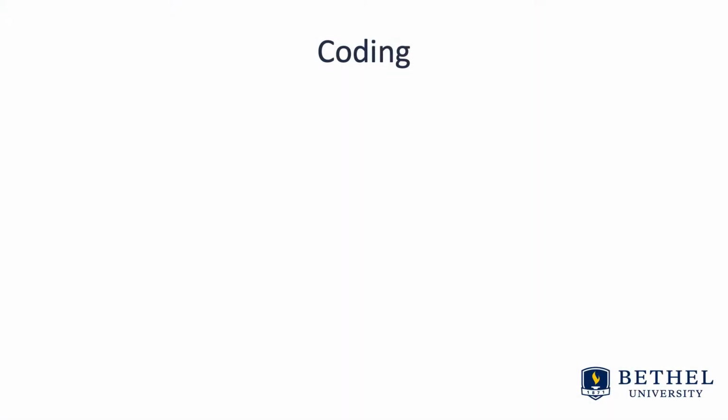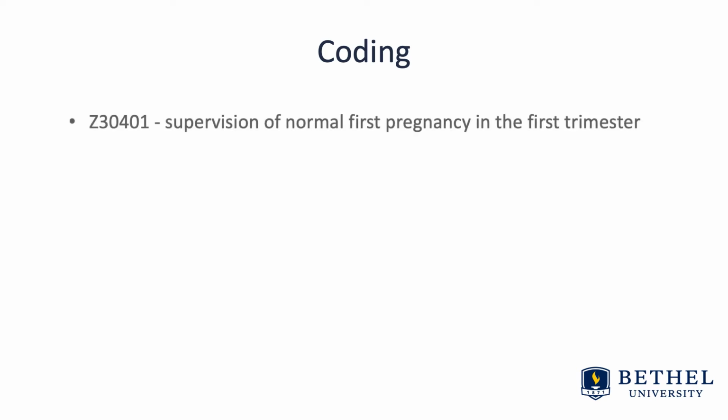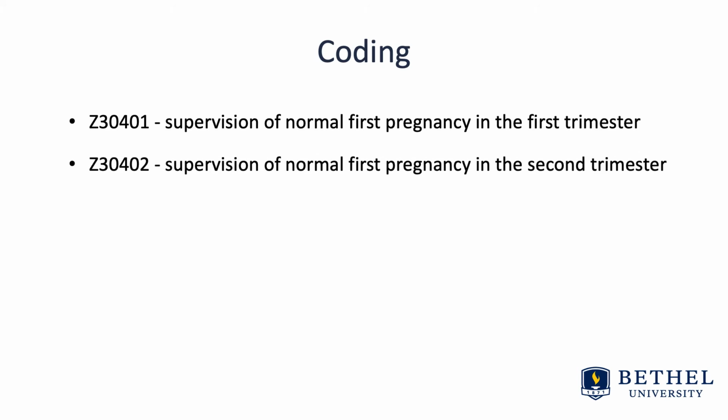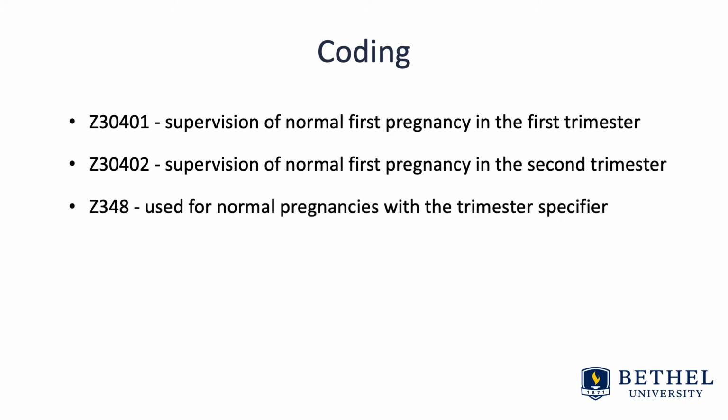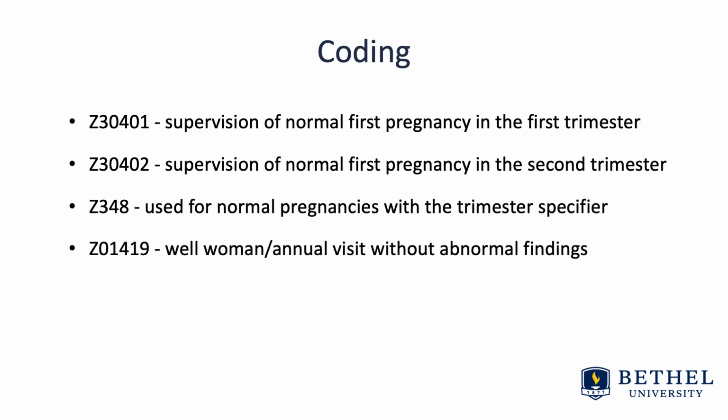Pregnancy is routine antenatal care with a specifier for the number of pregnancies and the trimester. So Z34.01 is supervision of normal first pregnancy in the first trimester. Z34.02 is first pregnancy in the second trimester, and so on. Other normal pregnancies use Z34.8 with the trimester specifier. Well woman or annual visits without abnormal findings is Z01.419. If there are abnormal findings, there's another code that's used in addition to a code for the finding. For example, abnormal vaginal discharge.